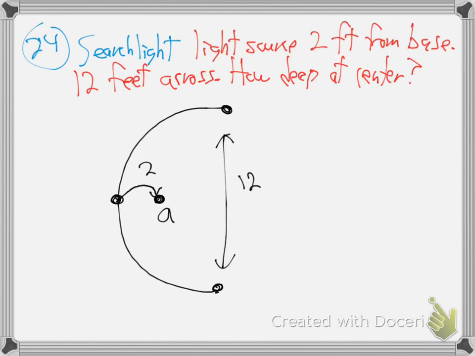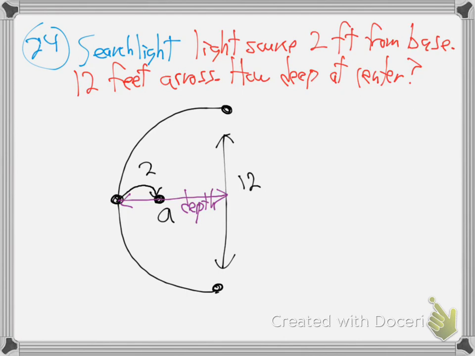Now remember, searchlights, flashlights, headlights, they do the same thing as a satellite dish, just backwards. Satellite dish, the beams come into it and bounce everything to the focus. Searchlights, headlights, flashlights, the lamp is at the focus and it shines backwards on the mirrored parabolic surface, and that bounces the light straight out. So same idea. They're giving me the A, and they're asking, what's the depth of the searchlight at the center?